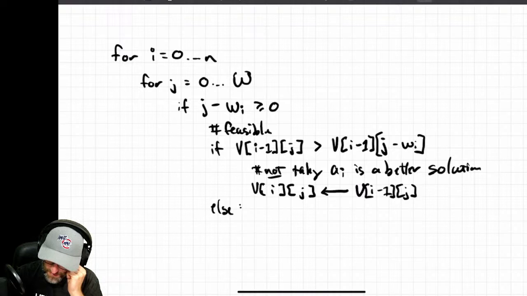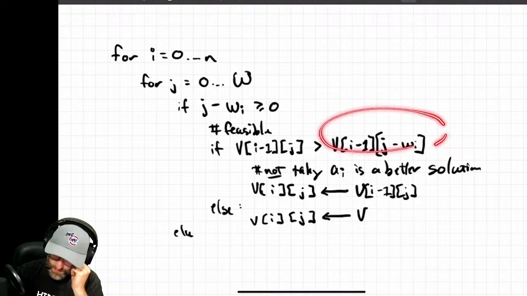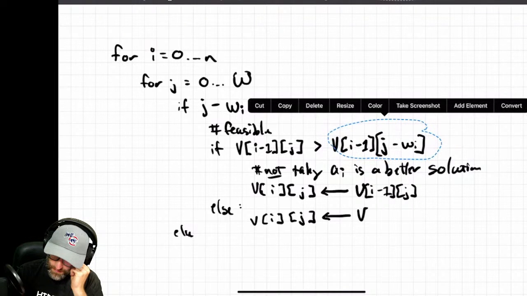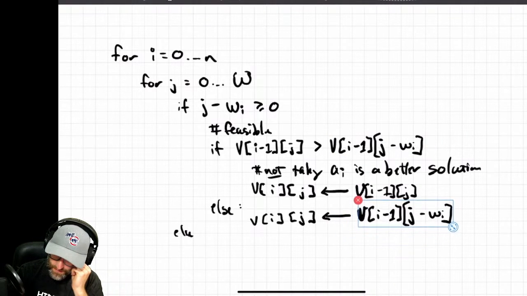It is feasible. We're not there yet. That would be this else here, right? Else, V sub I j will end up being the other one, this one over here. Copy. Paste. There we go.